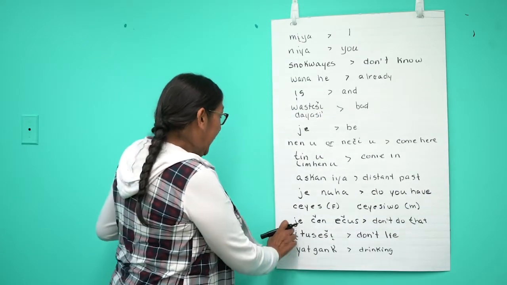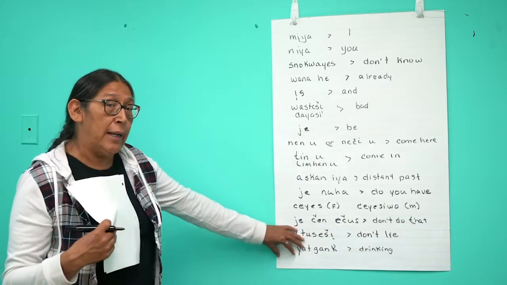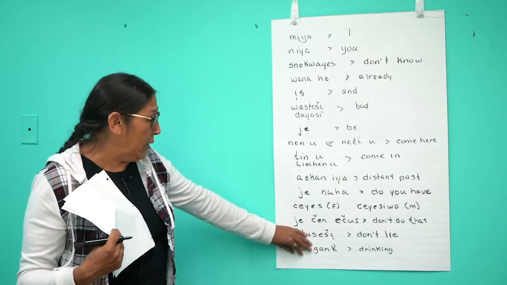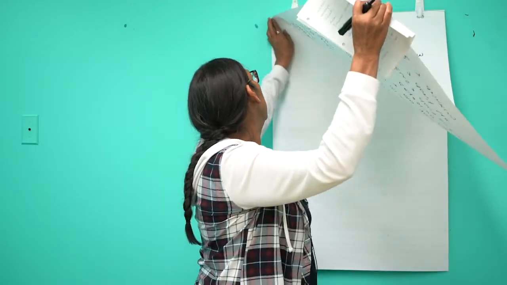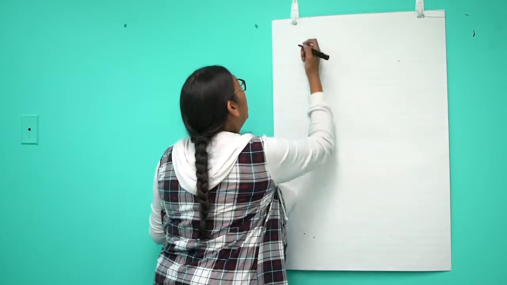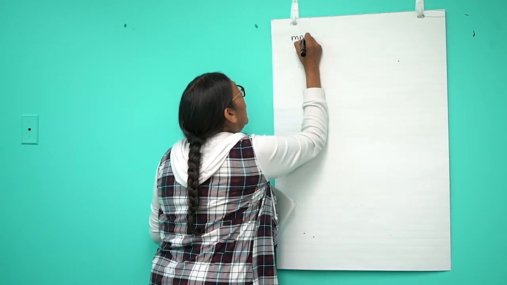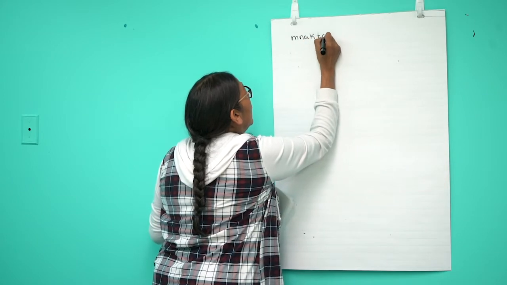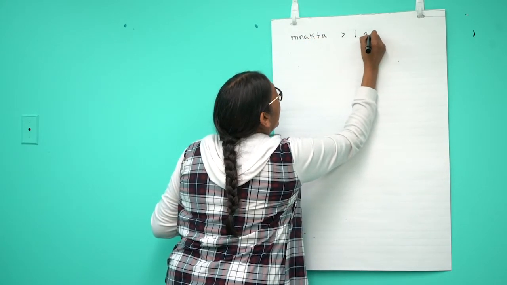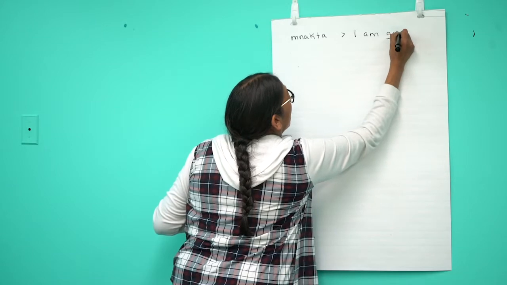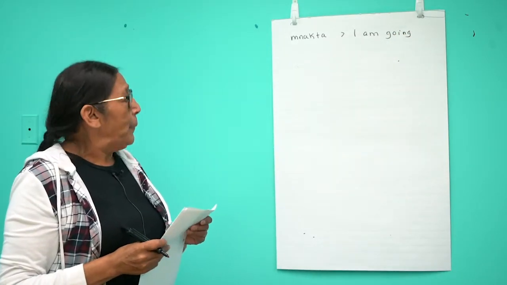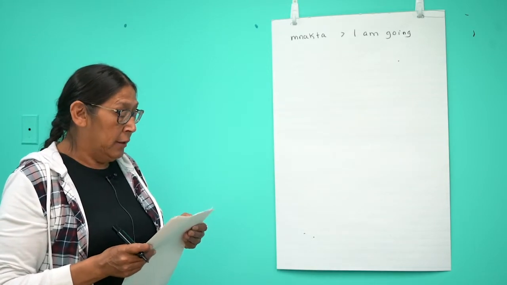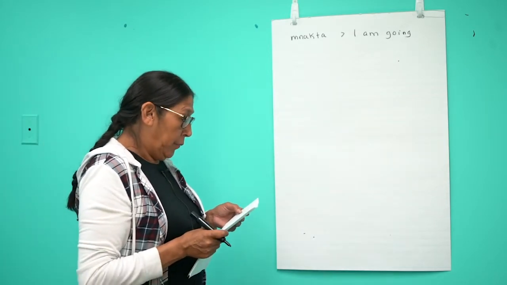Mnakta. If you remember, now the M, I'm saying I'm doing something right. Mnakta. I am going. Mnakta. I am going. I am going to Regina.